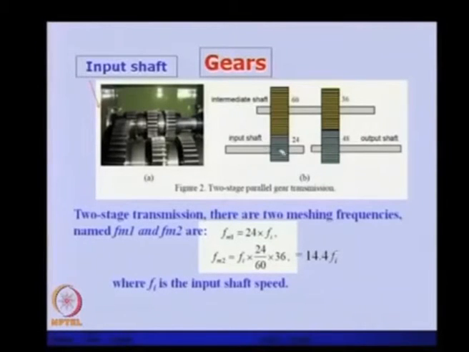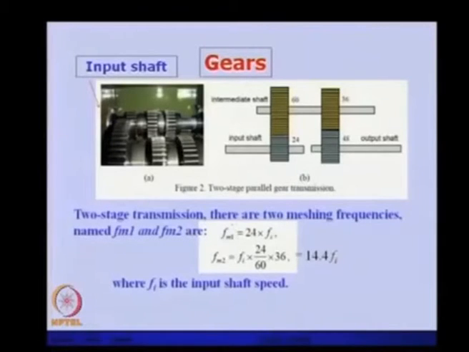On the input shaft, there is a pinion with 24 teeth, and then this is a gear with 60 teeth. Then the second stage has 36 and 46 teeth. So this is the output shaft. Now, in a two stage transmission there are two meshing frequencies, because one is between these two gears and another is between these two gears, and these are named FM1 and FM2, and you can calculate them.